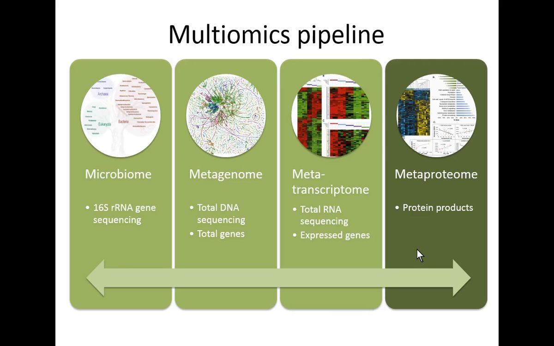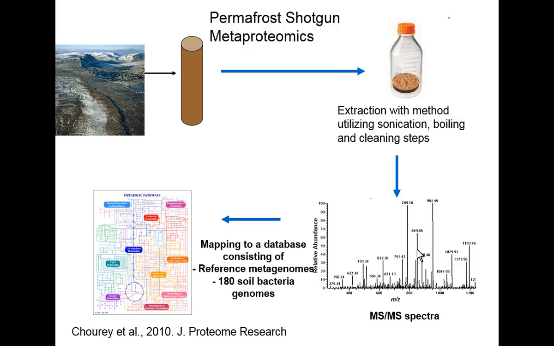Because I had access to a metaproteomics pipeline, I decided to do it, since I have all the tools in the kitchen sink, and do metaproteomics for these samples as well. And I had plenty of samples still in the freezer. So I extracted proteins using a method utilizing sonication, boiling, and several cleaning steps, because the permafrost has a really high humic acid concentration, so I needed to do several purification steps in order to be able to do the proteomics for it.